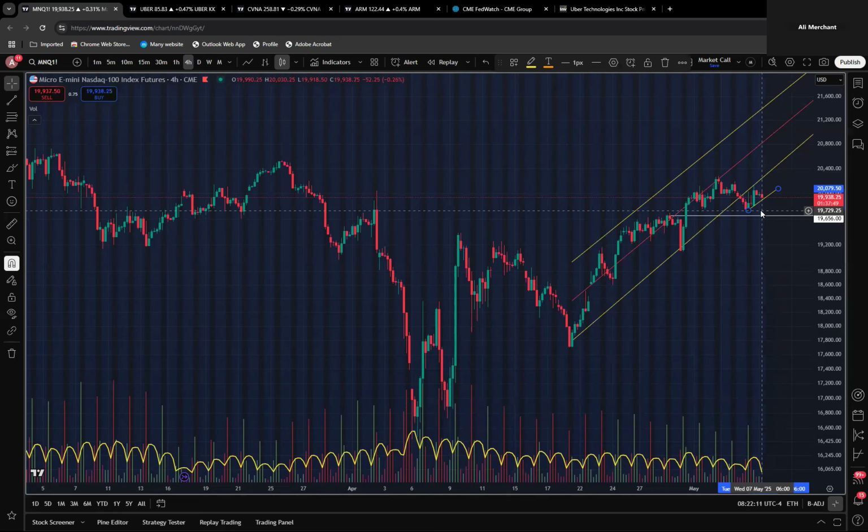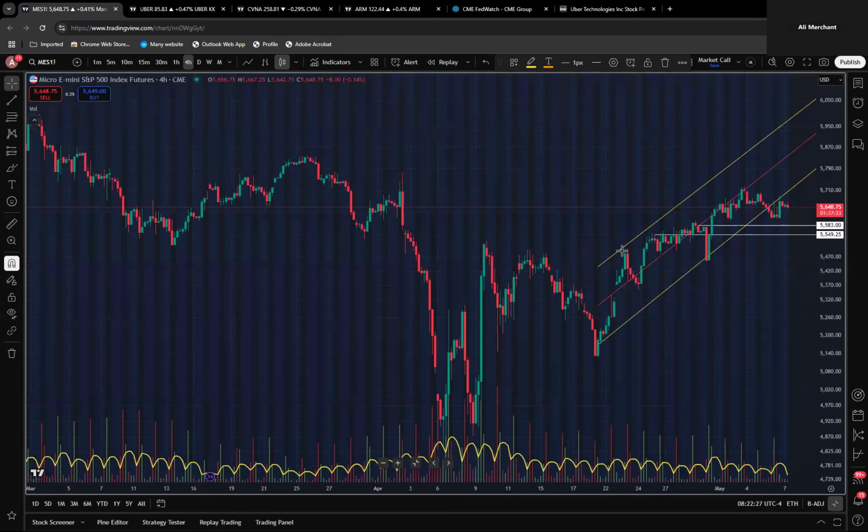We break this one after the opening, we're going to retest 19,656. We hold this one, then we're going back to at least a retest of 20,200. That's on MNQ, which is the Nasdaq E-mini micro futures.